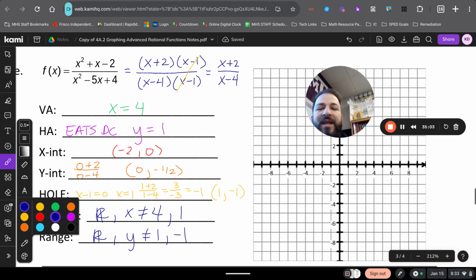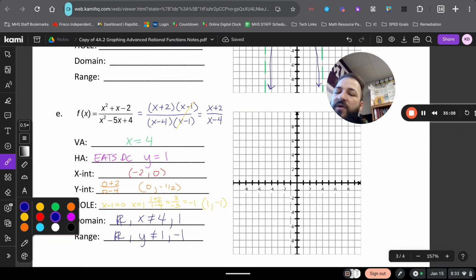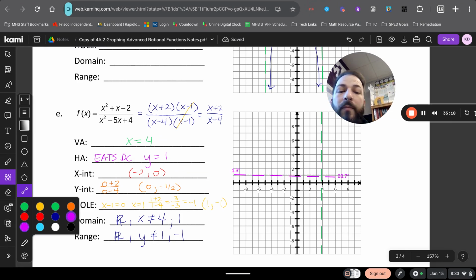Okay, so now that we have found all of our key features, we have everything mapped out, we can go ahead and add in our graph. Just like we've been doing before, we do horizontal and vertical asymptotes first. So vertical asymptote at x equals 4, horizontal asymptote at y equals 1, x-intercept at negative 2, 0, y-intercept at 0, negative 1/2, and hole at 1, negative 1.